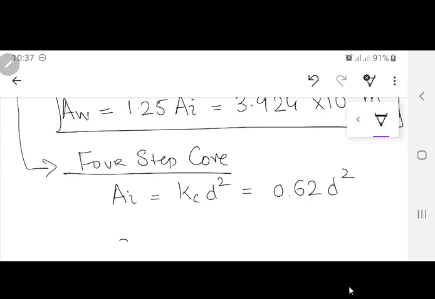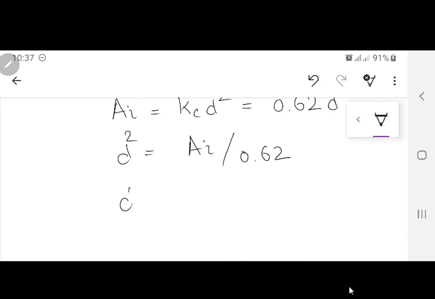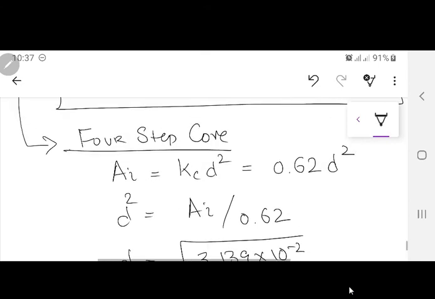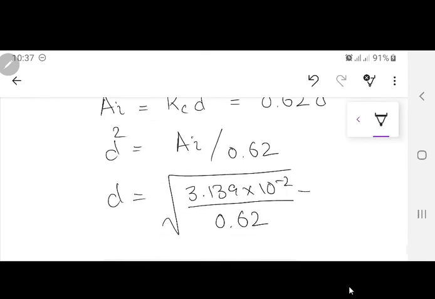So from here D square will be equal to Ai divided by 0.62, and what is Ai? This is 3.139 into 10 raised to power minus 2 divided by 0.62. I hope I have not done any mistake. G, what is D over here? G, give me the answer, please.